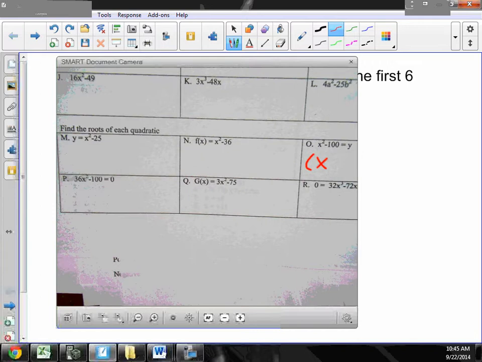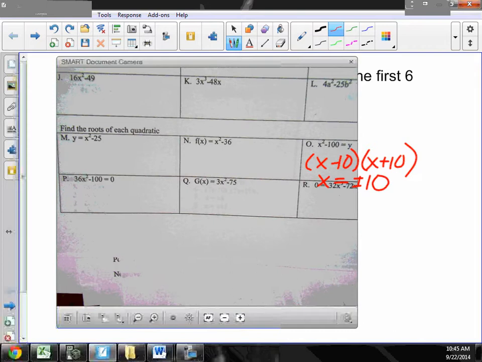So on O, x minus 10 and x plus 10. So my roots are going to be positive and negative 10. Letter P is a little bit harder. What are my factors for P? 6x minus 10, 6x plus 10.